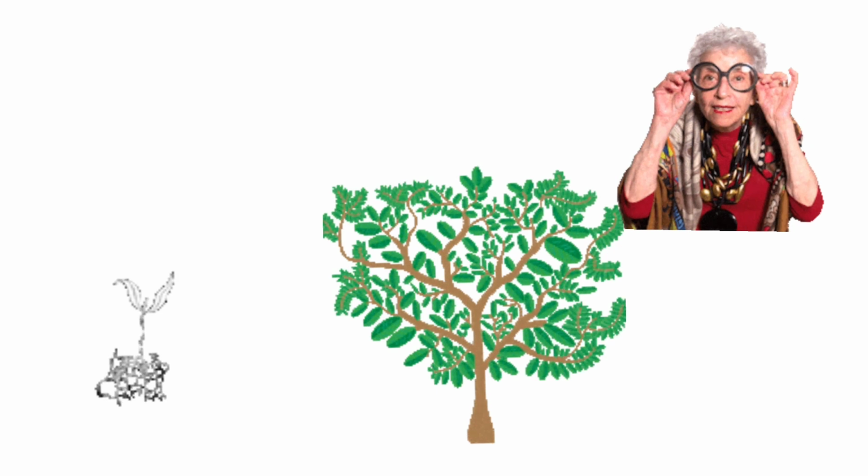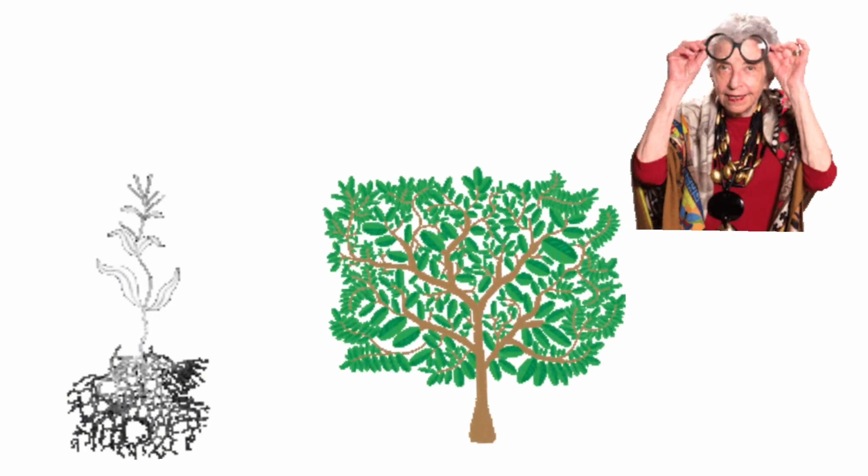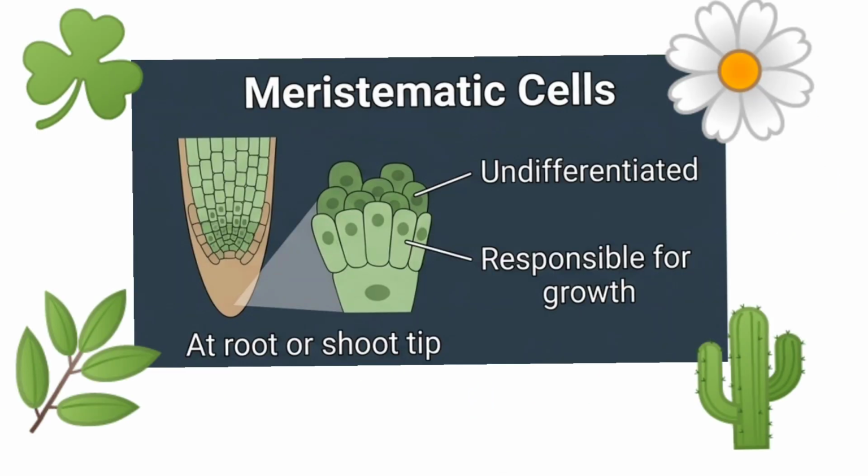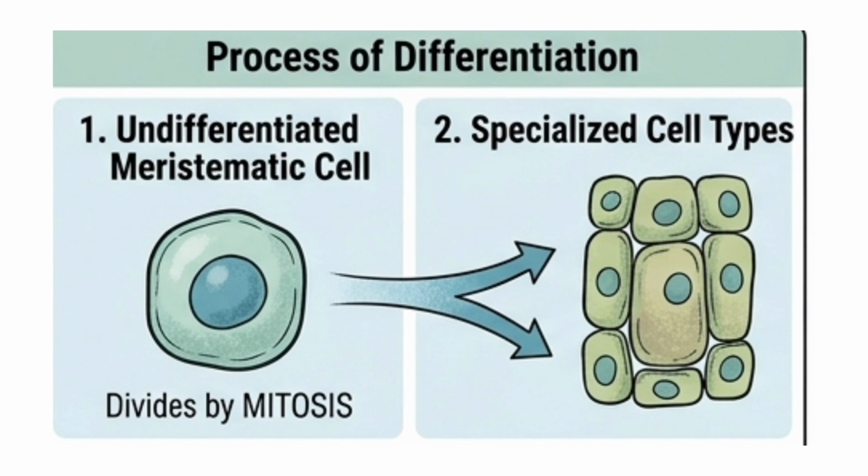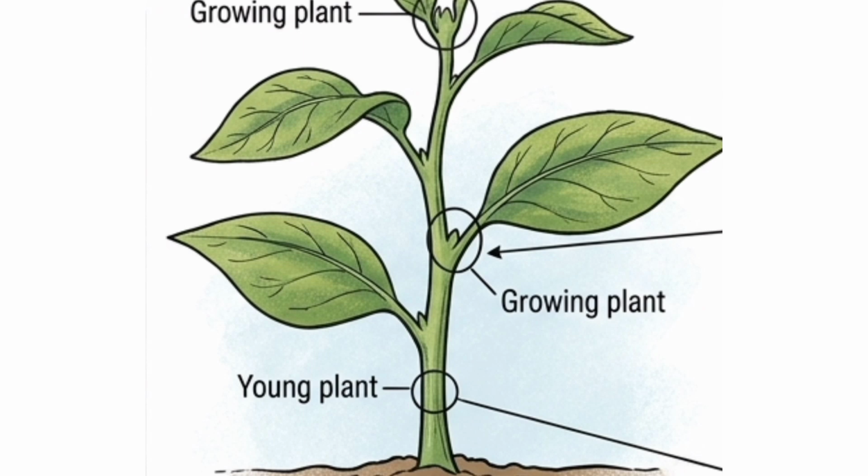First, let's look at how plants grow. This is the job of meristematic cells. These function very similarly to the stem cells found in animals because they are completely undifferentiated. When they divide through mitosis, they can turn into any other specialized plant cell type. However, unlike animal stem cells, meristematic cells are never used up, allowing a plant to grow indefinitely.